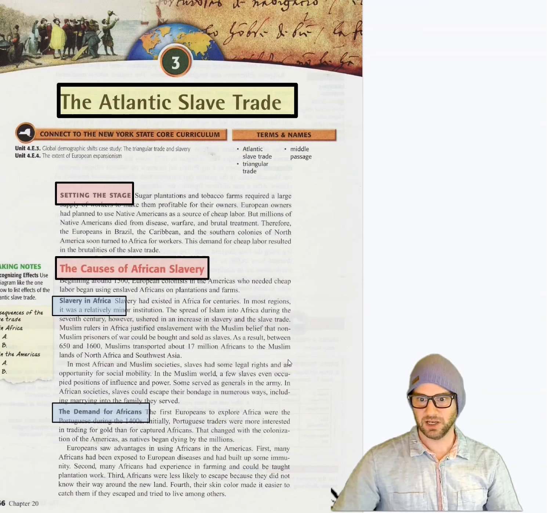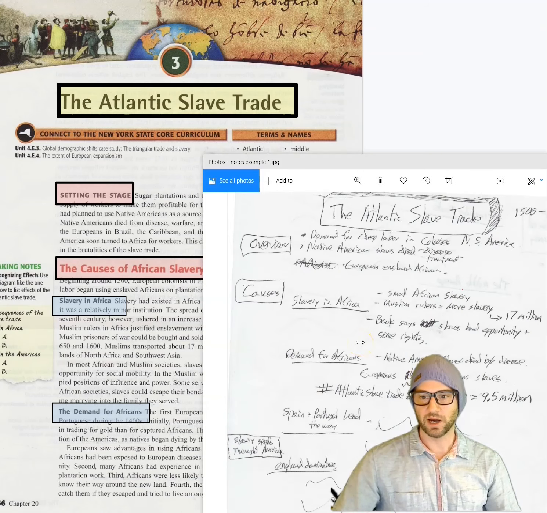So I understand the book wants to give us some facts about slavery and different types of slavery in history, but it's very, very important to remember slavery was really, really bad for the vast majority of people who were enslaved. And that would be why in my notes I said the book says slaves had opportunity and some rights.